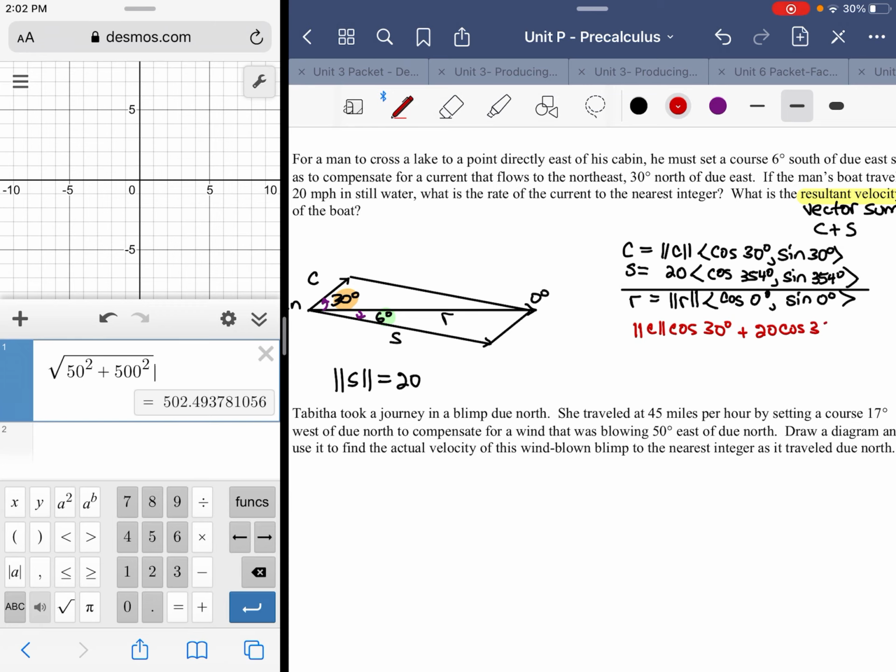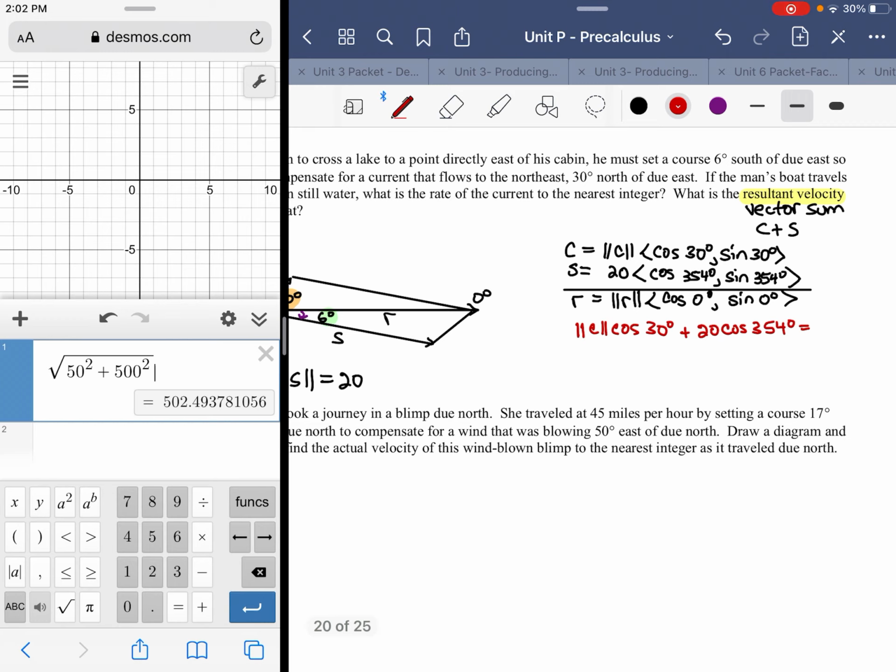I can say magnitude of C cosine of 30, plus 20 cosine of 354 degrees is going to be equal to cosine of 0, which is 1, multiplied by magnitude of r, so magnitude of r. Basically, I'm distributing the magnitudes to each part, and then making an equation out of the x components. Now I'm going to make an equation out of the y components after distributing.